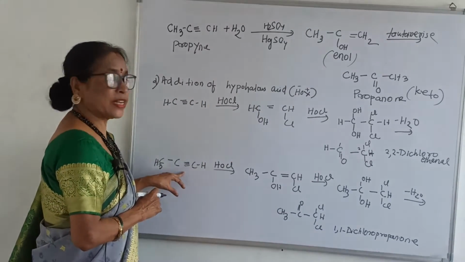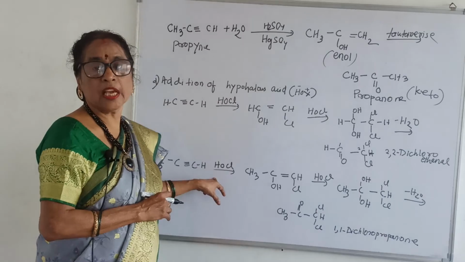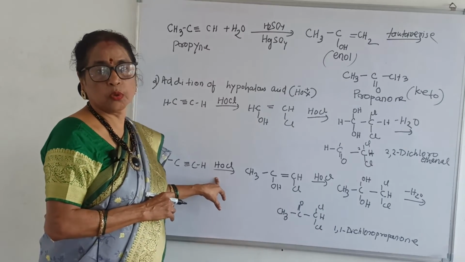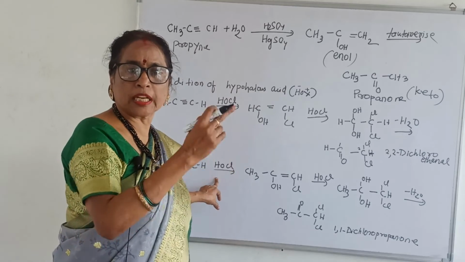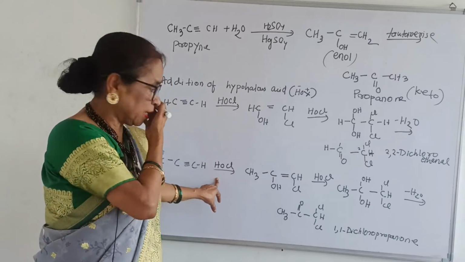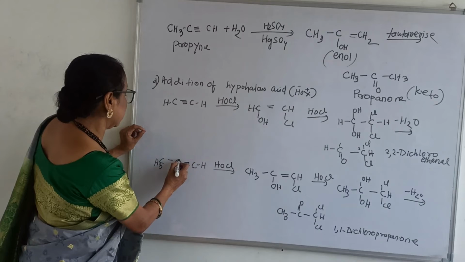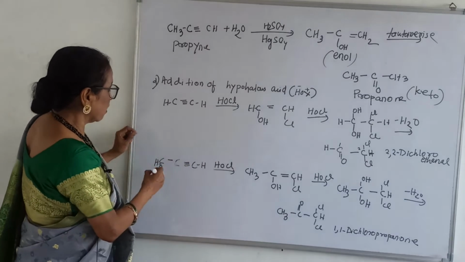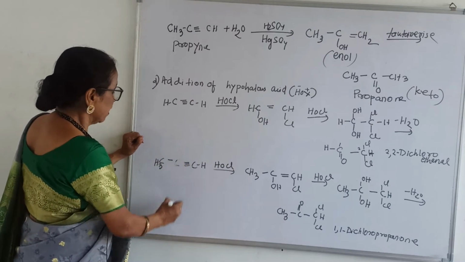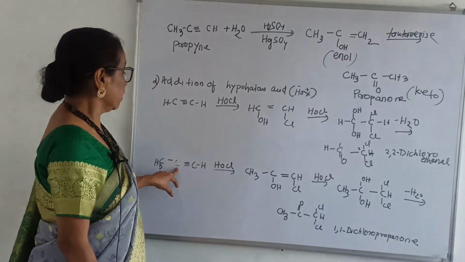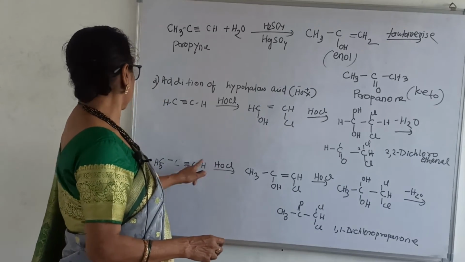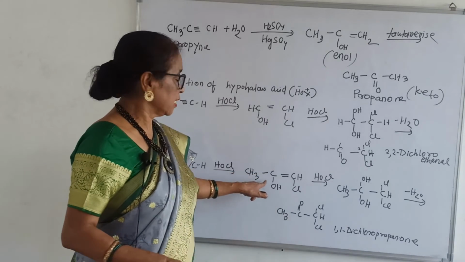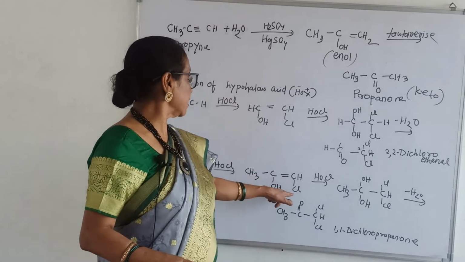Propyne is an unsymmetrical hydrocarbon, so you follow Markovnikov's rule. I told you Markovnikov's rule means the negative part will go to the carbon which contains the least number of hydrogens. Now you can see the carbon here contains no hydrogen, so the OH group will come here. This is CH3, COH and CHCl.